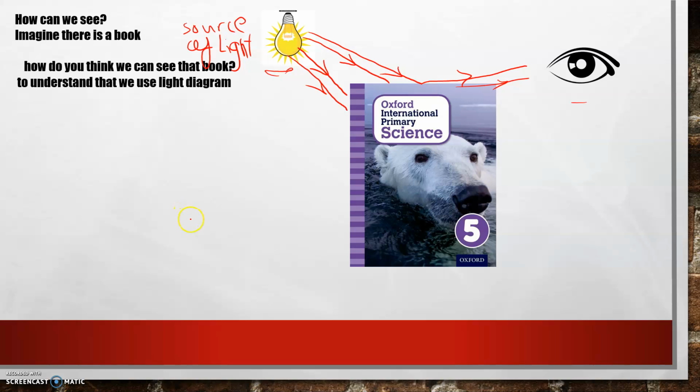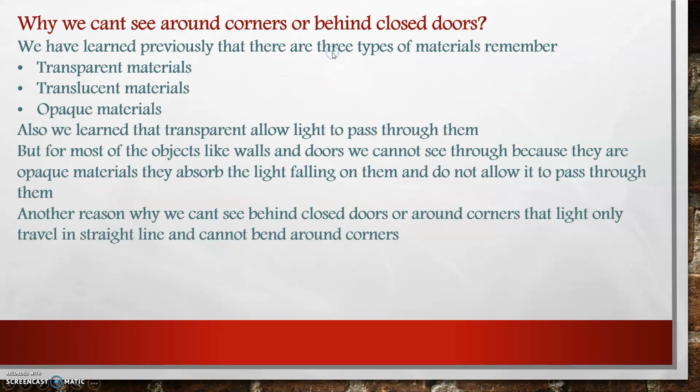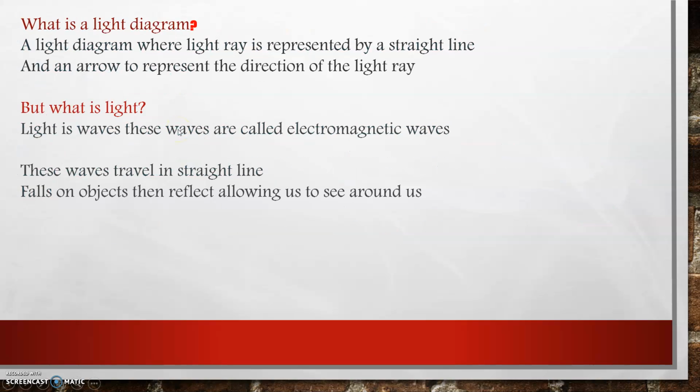Now let's try anything like an apple. Also, there is a source of light and your eyes. So first, the light falls on the apple straight, and then the apple reflects the light back to your eyes. So this is how we can see things around us. First, the light falls on the object, and then the object actually reflects the light back. Okay.